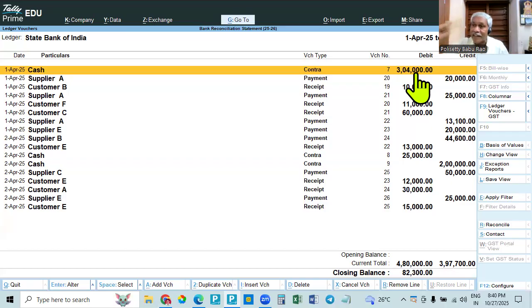When the bank enters it, that is called the bank date or value date. Some banks call it the value date, some banks call it the bank date. So what is the bank date? A transaction entered in our books that is entered in the bank also. The date of entry in the bank is called the bank date. So if you put the bank date, it means it is available in our books and available in the bank also.